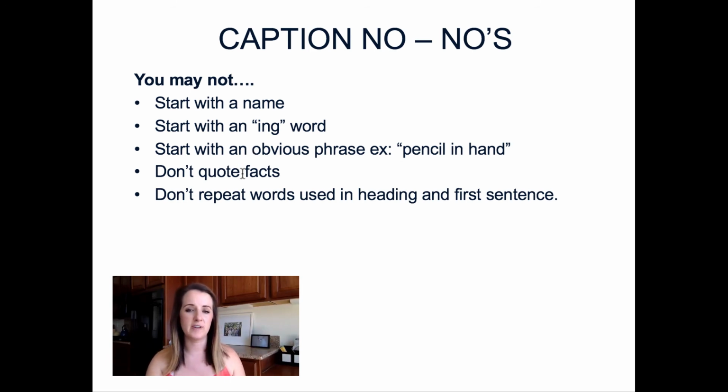You don't need to quote facts, and we don't want to repeat some of the same words that we use in the heading or the first sentence. So what we write in the caption body, we don't want to have those same words, those same phrases, if we've already used them in the headline or the lead-in sentence. So once they're used, don't repeat.